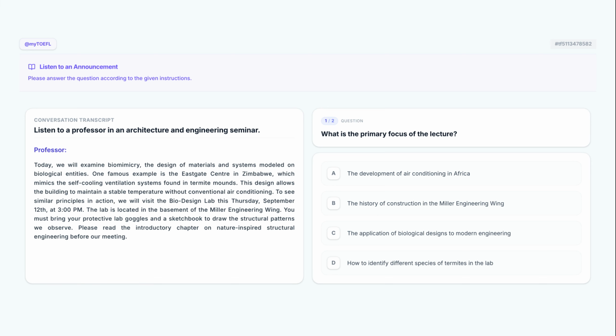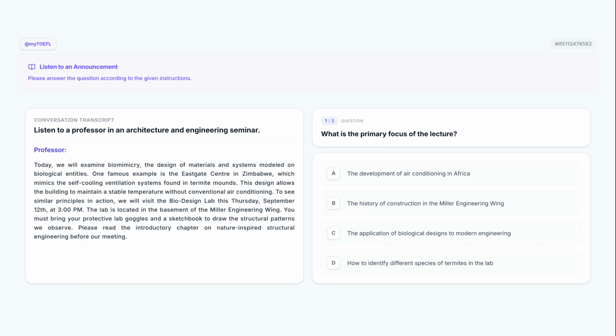Listen to a professor in an architecture and engineering seminar. Today, we will examine biomimicry, the design of materials and systems modeled on biological entities. One famous example is the Eastgate Center in Zimbabwe, which mimics the self-cooling ventilation systems found in termite mounds. This design allows the building to maintain a stable temperature without conventional air conditioning.